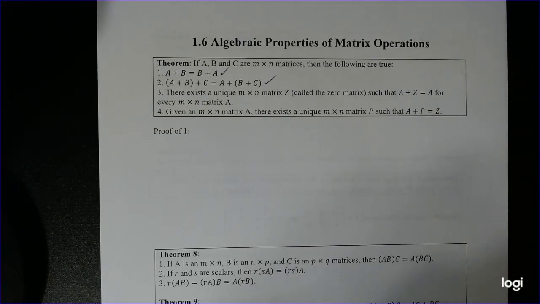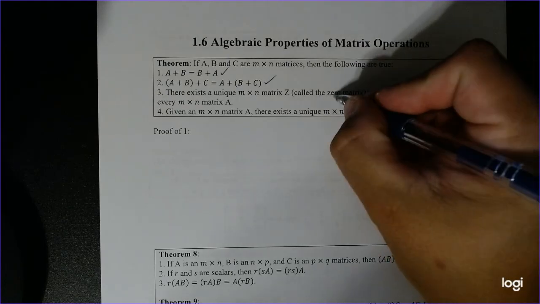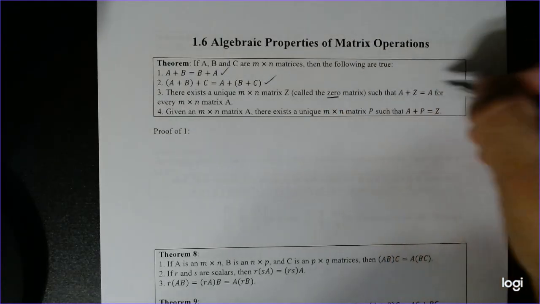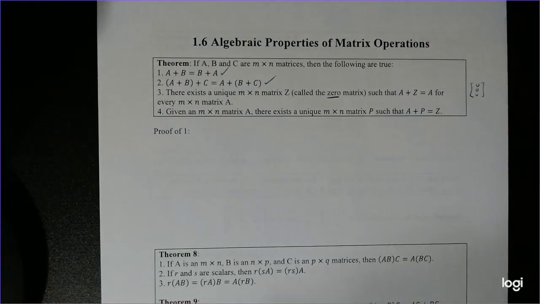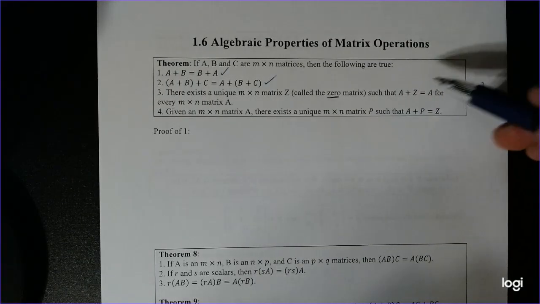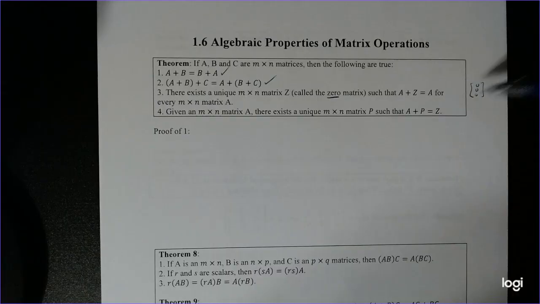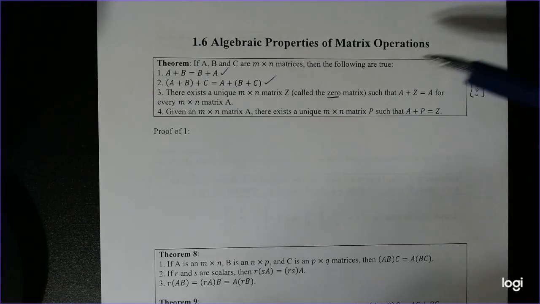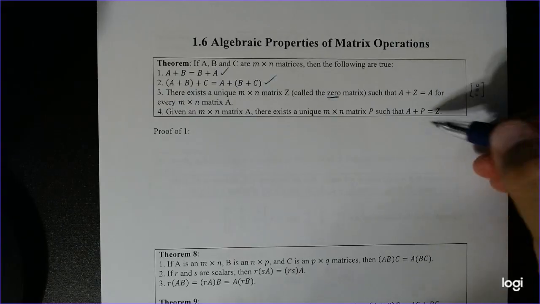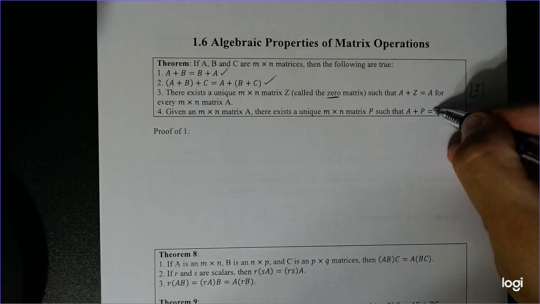So there exists a unique matrix Z that's called the zero matrix. It's literally just a matrix of a bunch of zeros, where if you add it to matrix A, you get the same result back because it makes sense, right? You're adding 0, you get the same result no matter what. And the last given scenario is given a matrix A that's an m by n, there's a unique other m by n matrix P such that when you subtract them, you get the zero matrix.